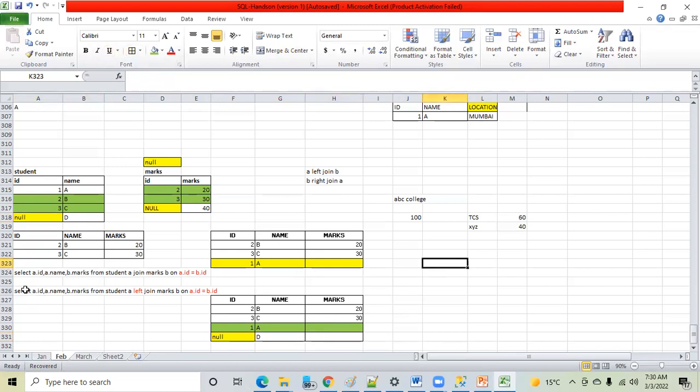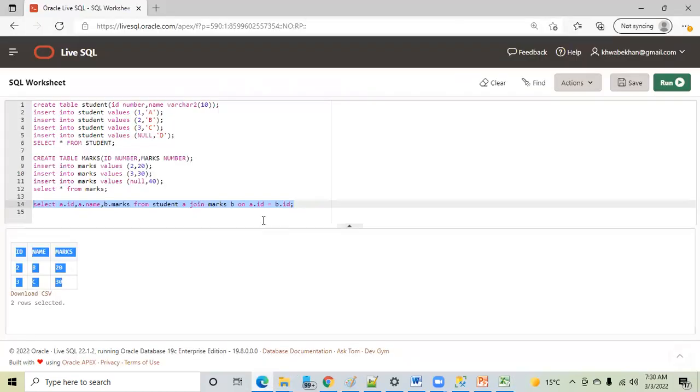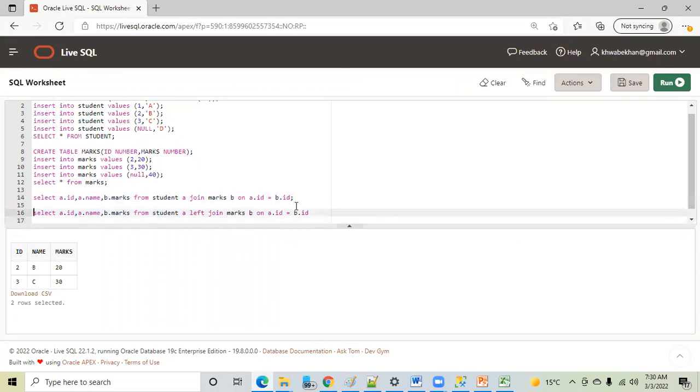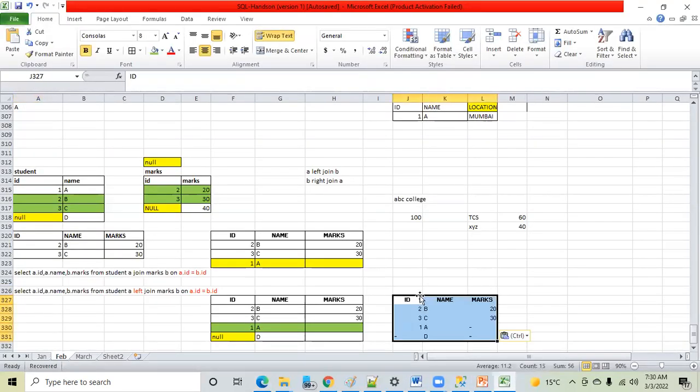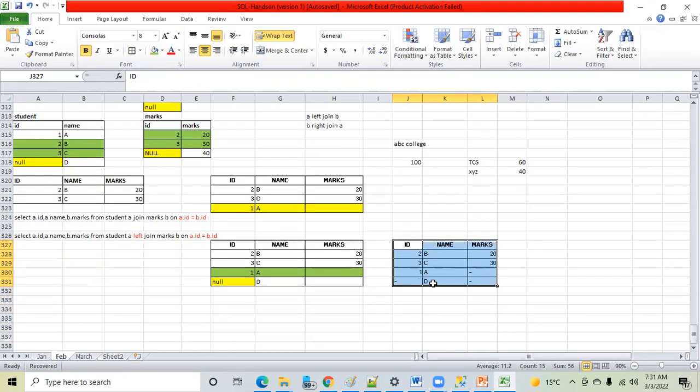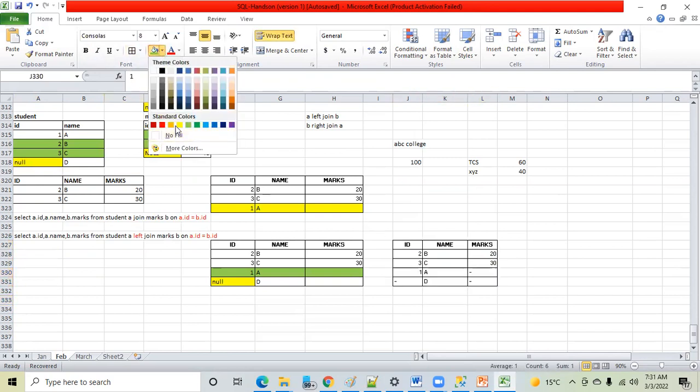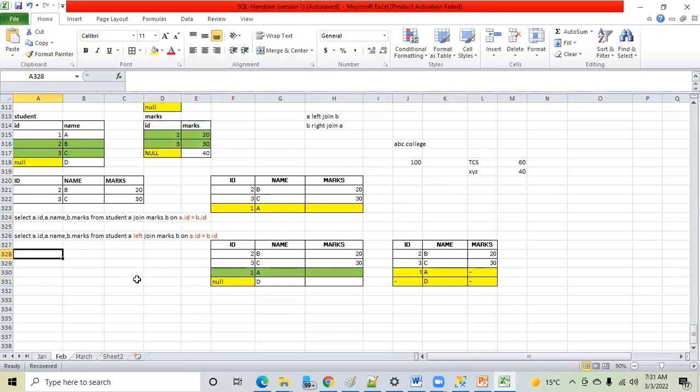Okay, so now let me run this query. This is the output. Now let's cross check this. Can you check, is this the same output? Everyone convinced? Anyone who wants me to repeat this left join? Everyone clear? Prasad, is this clear?